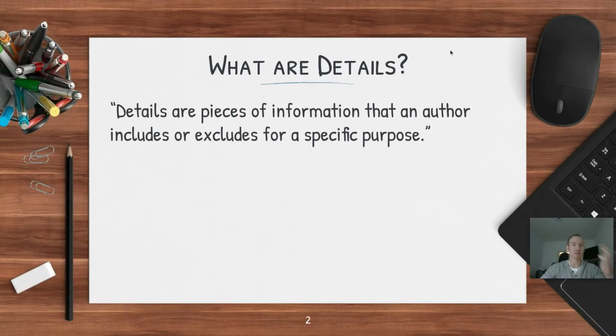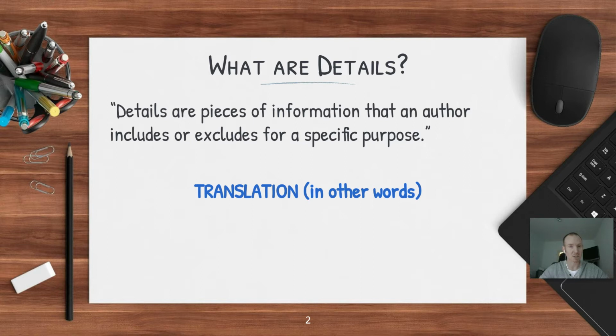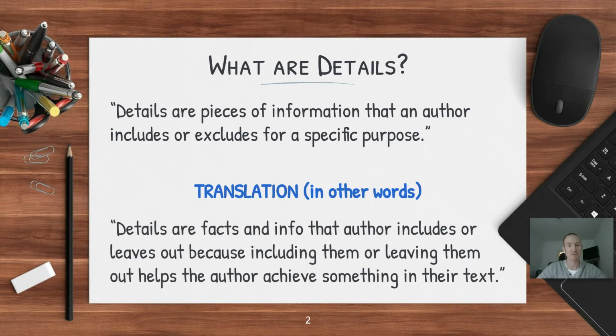What are details? Details are pieces of information that an author includes or excludes for a specific purpose. Translation, or in other words, details are facts and information that the author includes or leaves out because including them or leaving them out helps the author achieve something in their text, a specific goal that they have.